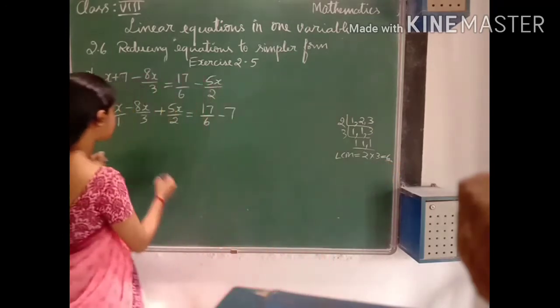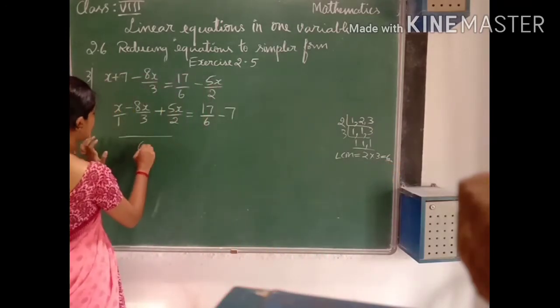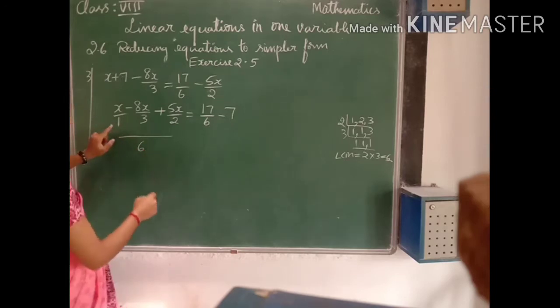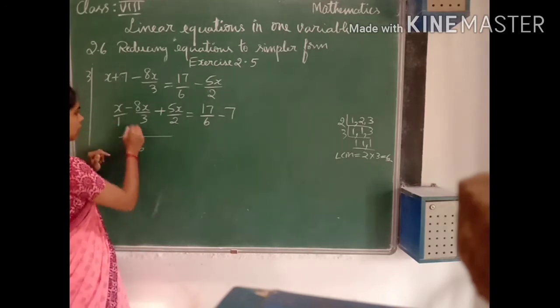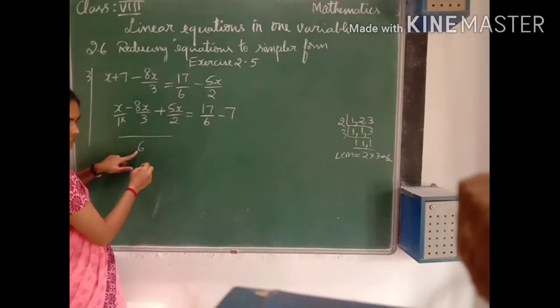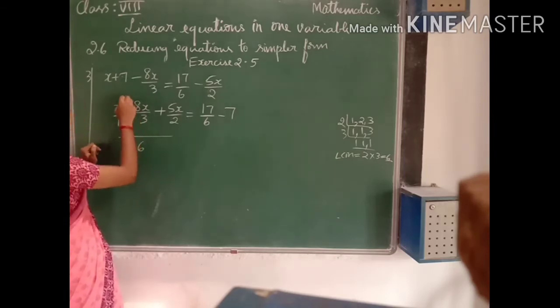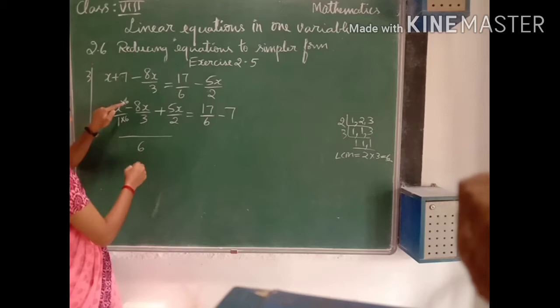6 is the LCM now. 6 ÷ 1, how much is 6? Now let us balance these denominators by multiplying. 1 × 6 is 6. So multiply the numerator and denominator by 6 here.